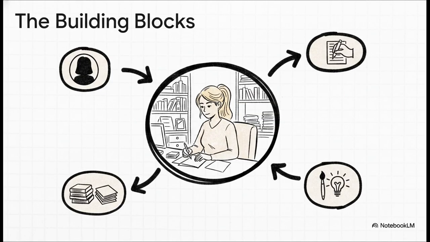So here's kind of how the AI deconstructs the whole idea. It spots the key building blocks. The subject, a young woman. The action, she's writing. The setting, it's a study. You can see the books, the papers, and, this is super important, the artistic style, a digital painting with soft, warm light. Every single one of these is a concept the AI is pulling from its training.